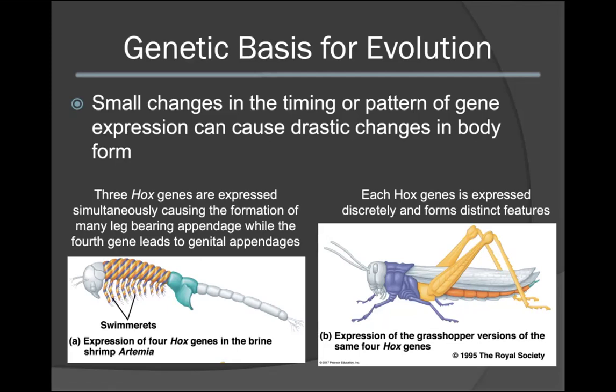We can see a very distinct pattern of expression in the grasshopper. In the grasshopper, each of these Hox genes is expressed discretely in specific areas and leads to the formation of very distinct features, such as the fore and mid legs, the hind legs, the abdomen, as well as the genital features.